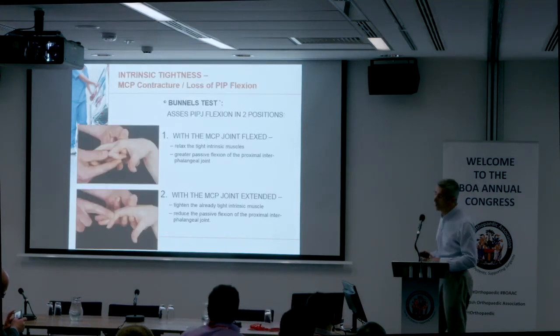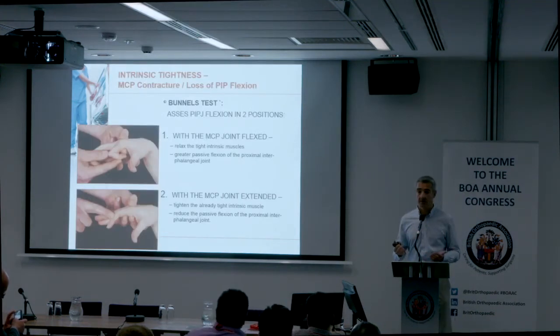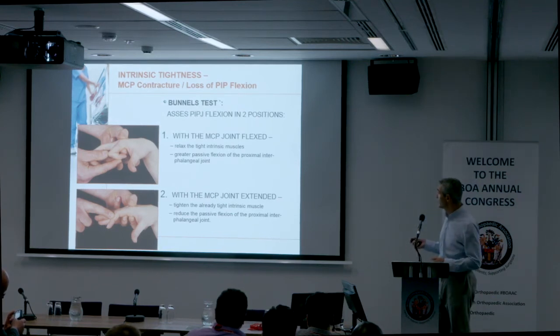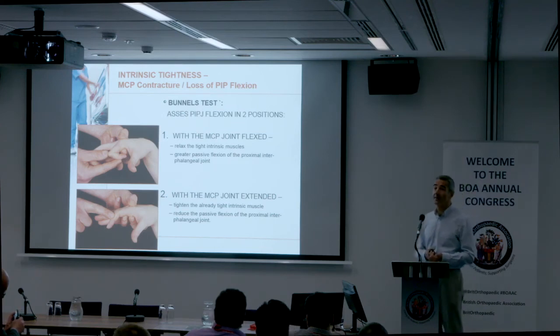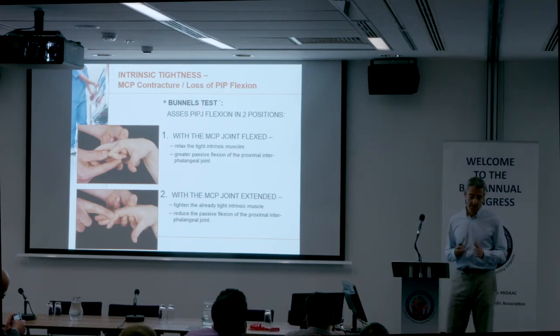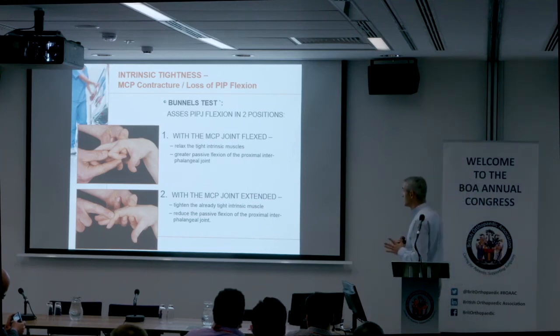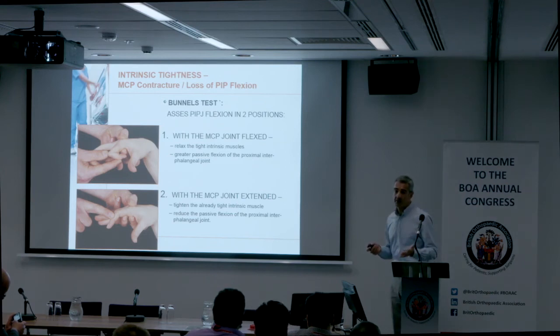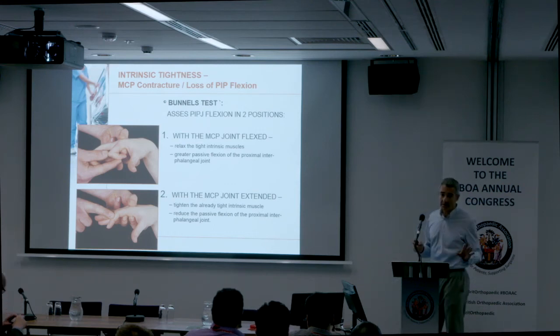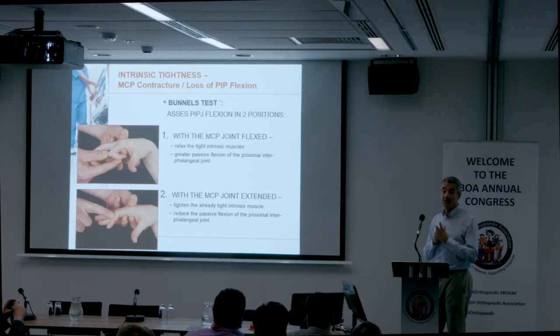We need to know in that situation how to conduct Bunnell's test. Okay, something that we can do this afternoon, but really in Bunnell's test you're trying to assess the degree of PIP joint flexion in two positions, with the MCP joint flexed and with the MCP joint extended. In a normal hand, the degree of flexion is basically the same in those two positions. In intrinsic plus, when you extend the MCP joint, you reduce PIP joint flexion. Okay, simple. We can go through that later this afternoon.